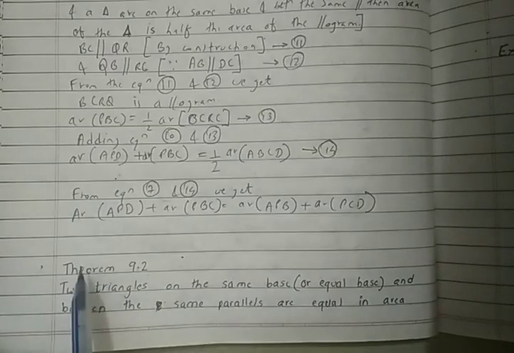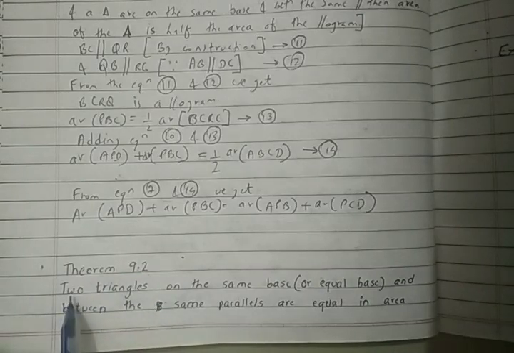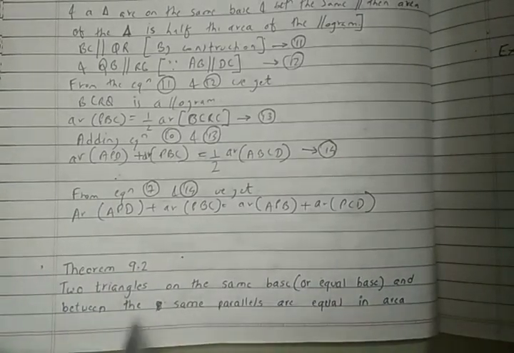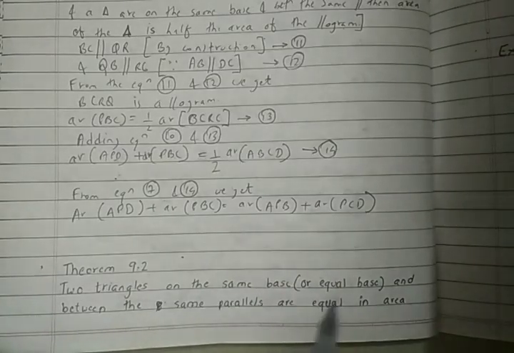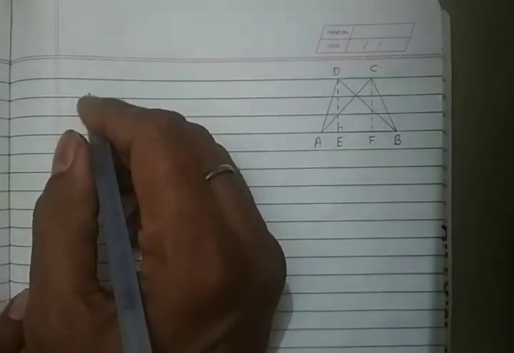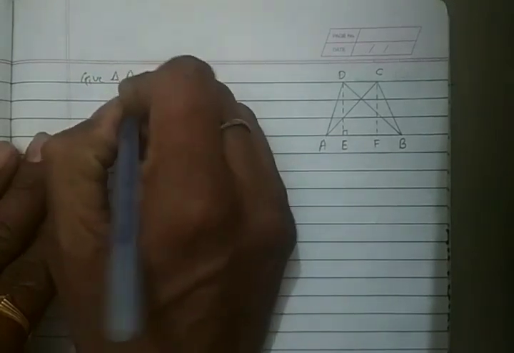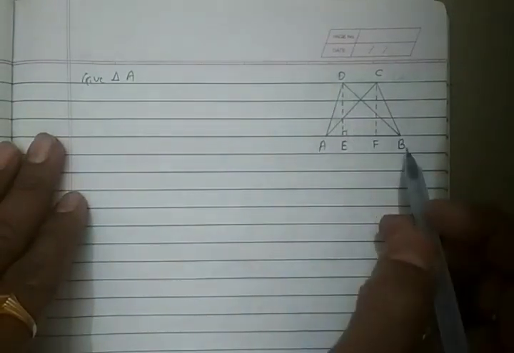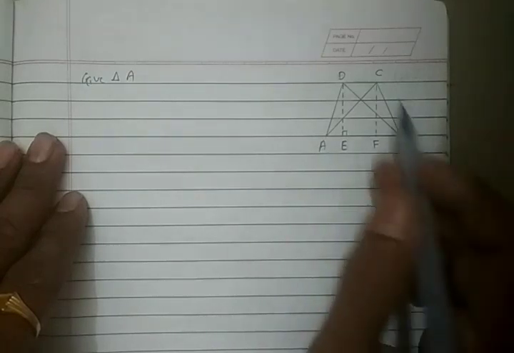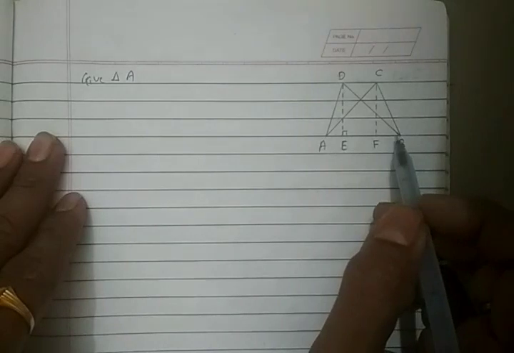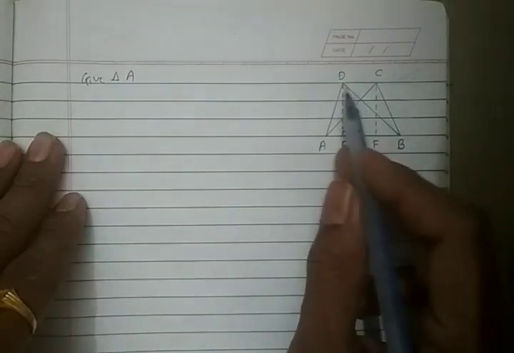Let's see what theorem 9.2 says. It says the two triangles on the same base and between the same parallels are equal in area. We have to prove that they are equal in area. Now given triangle ADB and triangle ABC, they are lying on the same base AB and between the same parallels AB and CD.